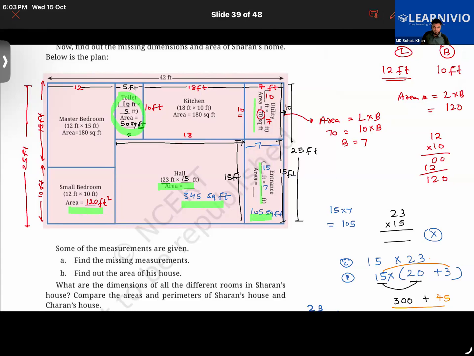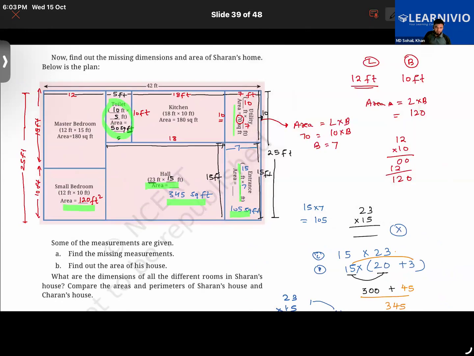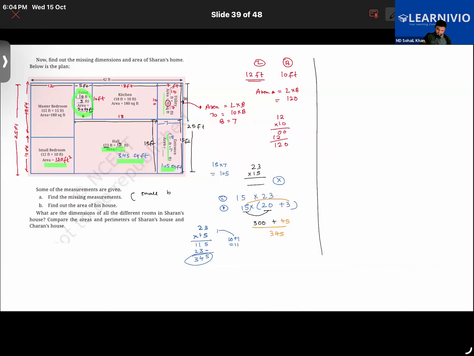By the way, I have written it like that, but while you will be solving it on paper, you will be writing down everything. Like for the small bedroom, you'll write down the question number, then write down for the small bedroom: length is equal to 12, breadth is equal to how much? 10. Then you write down the area is equal to 12 multiplied by 10, and hence that is 120 square feet.